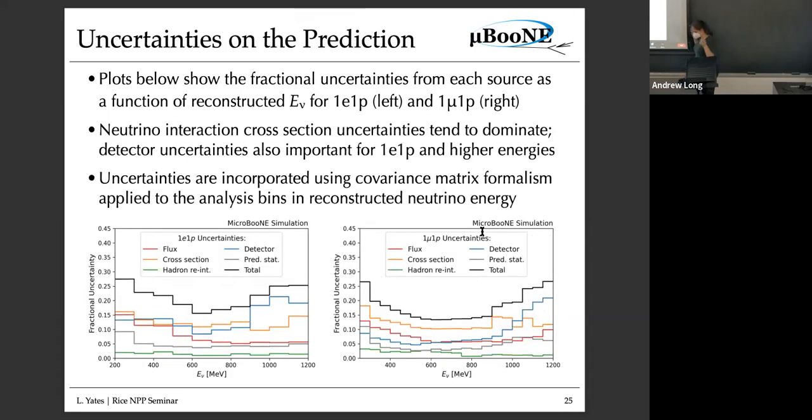Okay, now we'll hear about uncertainties, because this is what I contributed to the analysis. These two plots show, for the 1E1P on the left and the 1mu1P on the right, the sources of systematic uncertainty. I've got flux in red, cross-section in orange, hadron reinteraction, which I won't really explain but it's small, in green, detector modeling uncertainties in blue, and then our MC statistics in gray, which are not super small, and then the quadrature sum in black. Over most of our energy range, cross-section systematics are dominant, particularly for the 1muNP, and then the detector starts to matter more at high energies. That's mostly because bigger events take up more space in the detector, more things can go wrong, and detector systematics get bigger.